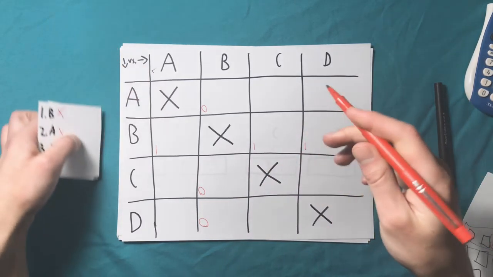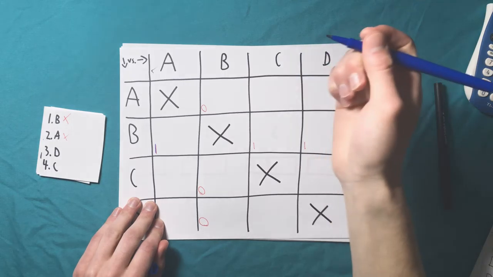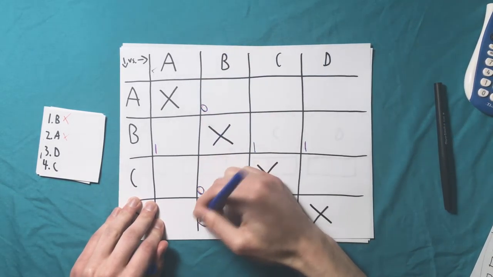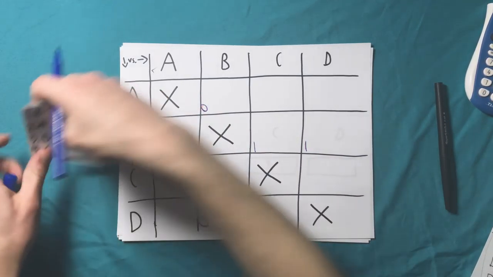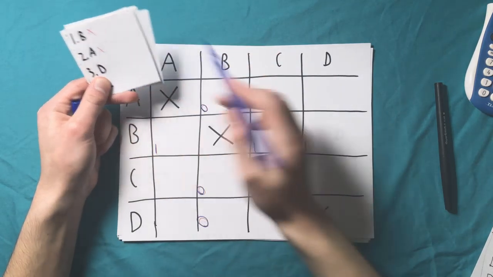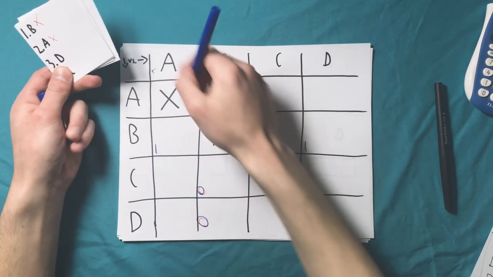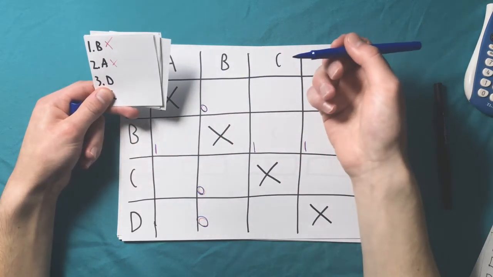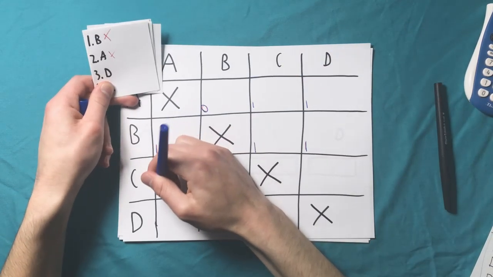You can't see this color very well. Let me try a different one. Hopefully that's better. Okay. Then you go to the next choice, and they say A. So that means A wins against everyone except for B, and by the way, these X's are X's, you can't compete against yourself. A wins against everyone except for B, because B is the top choice. So you put 1's there, and 0's there.